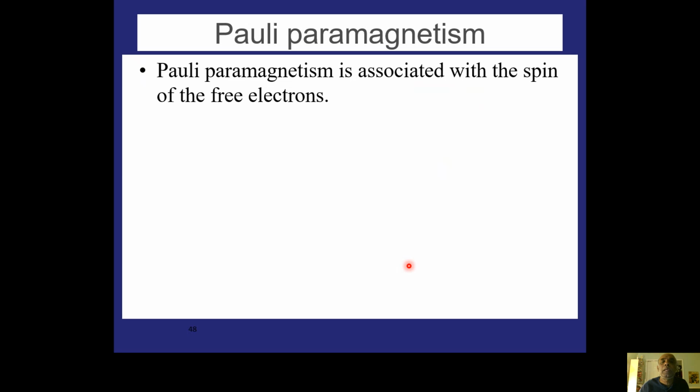So this Pauli paramagnetism, like I said, is associated with the spin of the free electrons. Free electrons are valence electrons in a metal, so they are loosely bound to the nucleus and can wander around the atom. In crystals, they can even be associated with other atoms, right? They don't just belong to one atom. They can roam around other atoms. That's why we call them free electrons.